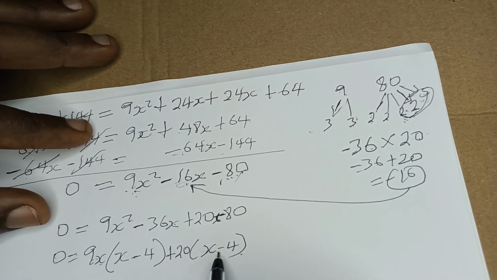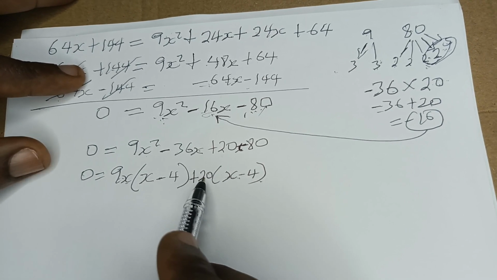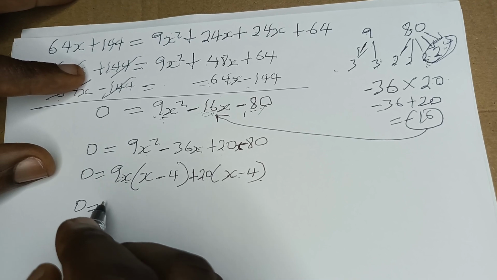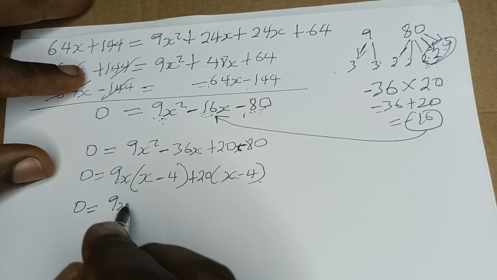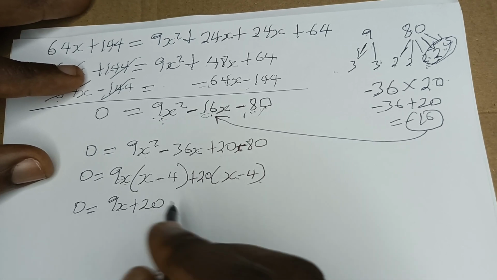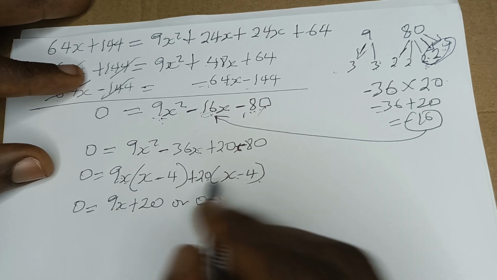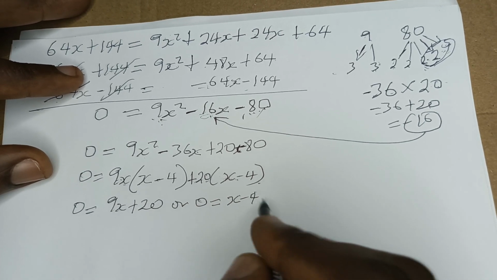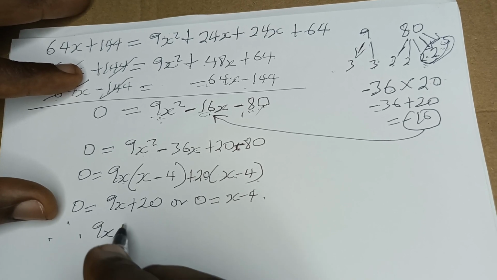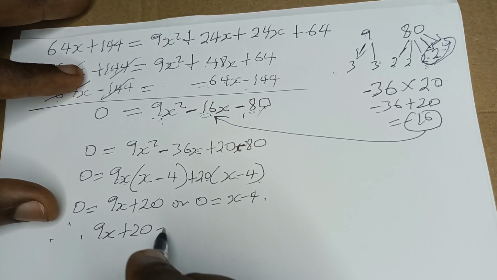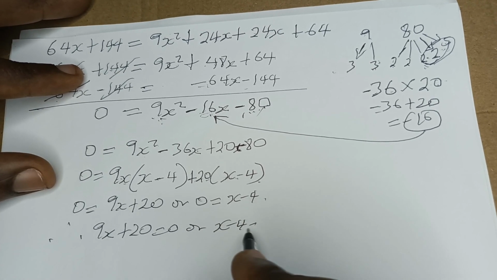So if you look at this, we are factorized. Now, by this, we have to take what is outside. That is, 0 can give us 9x plus 20, or 0 can give us x minus 4. So therefore, 9x plus 20 is equal to 0, or x minus 4 is equal to 0.